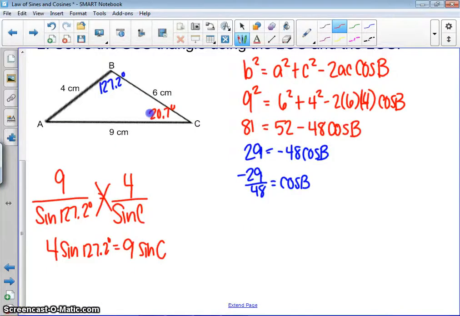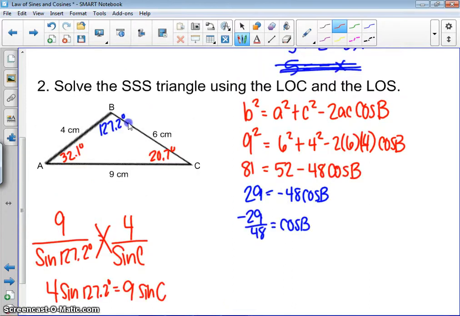And so then we can easily find the other angle. If I add those two together, that's going to be 147.9. So I'm going to take 180 and subtract 147.9. That would give me that this is 32.1 degrees. And so then my triangle is solved.